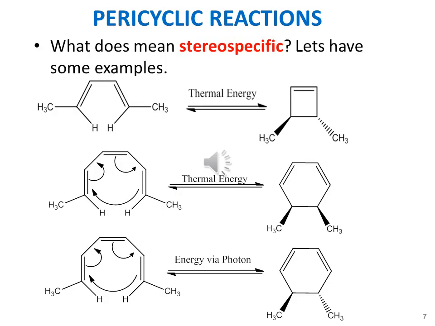What are stereospecific reactions? In order to study them, let us consider the following three examples. In the first example, you may see that a molecule of 2,4-hexadiene upon absorbing thermal energy is converted into trans-3,4-dimethyl cyclobutene. In the product, you may see that the two methyl groups are in opposite directions. Whenever you carry out the reaction of 2,4-hexadiene by the absorption of thermal energy, you will always obtain a molecule of trans-3,4-dimethyl cyclobutene.